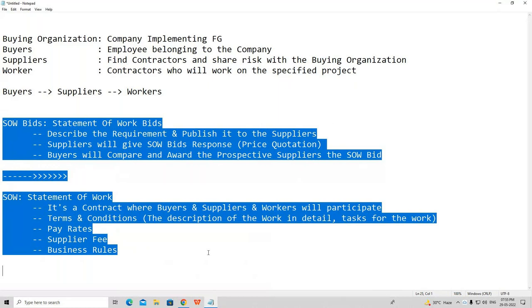Now that's a very good question. Why should we go with FG? We can go with Ariba, RFP or auction. Now, in Ariba, how will you capture this data? The rates, the quotation of the supplier will be based on the rates and all those things. In Ariba, do you have a rates structure? Do you have pay rates? Can you capture the pay rates in the supplier response? No, you can't do that.